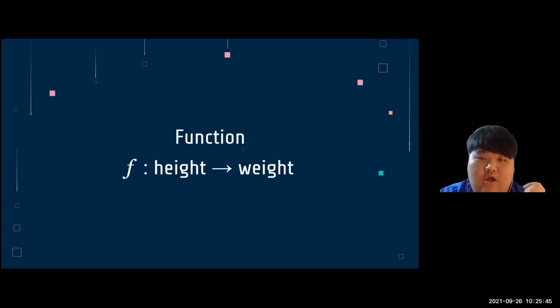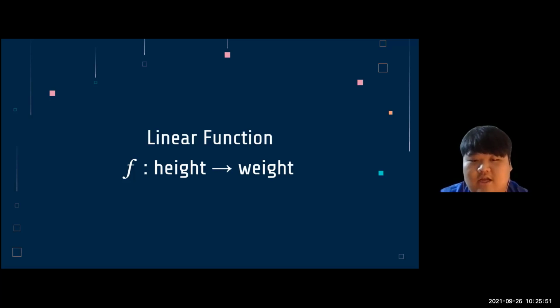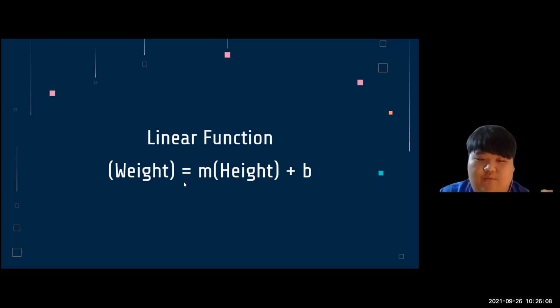And what is the most simple function we know? What is the most simple type of function? It is a linear function. And a linear function looks like y equals mx plus b, where x is our independent variable and y is our dependent variable. So in this case, we can say the weight is equal to some slope m times the height plus b, some constant.